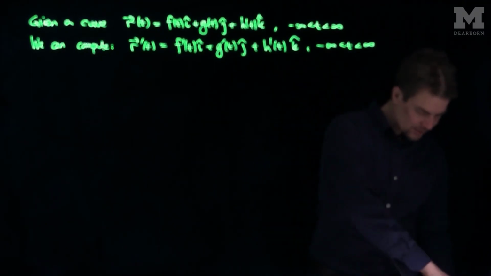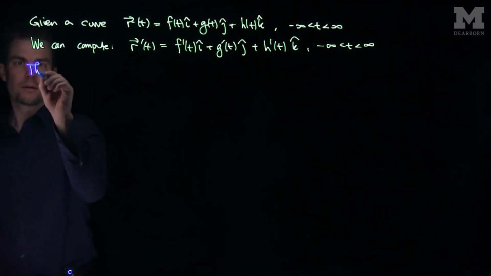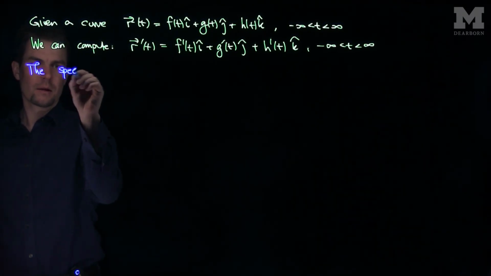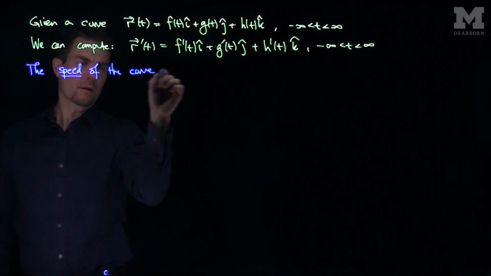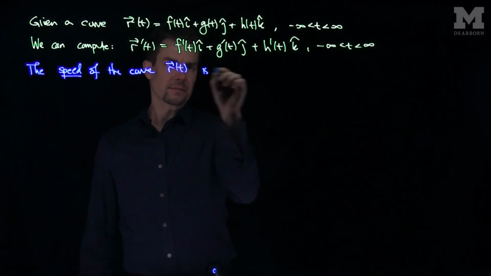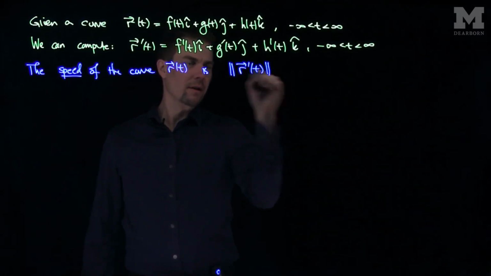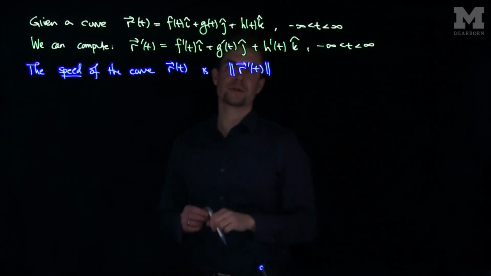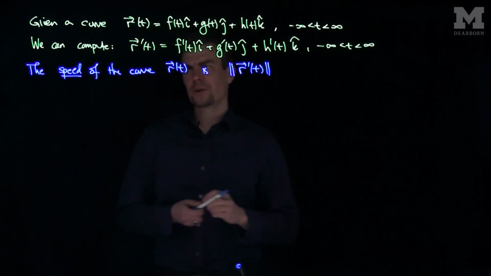Then, from this, we can define the speed of a curve. The speed of the curve r of t is the length of the derivative of the curve, the magnitude of the derivative. And so let's think about this for a minute. So geometrically, of course, what do we have?